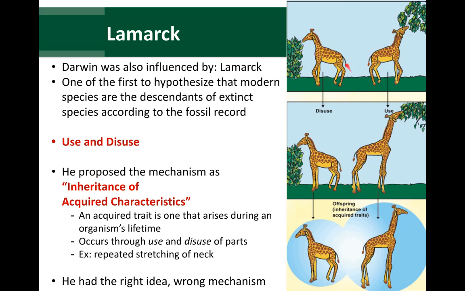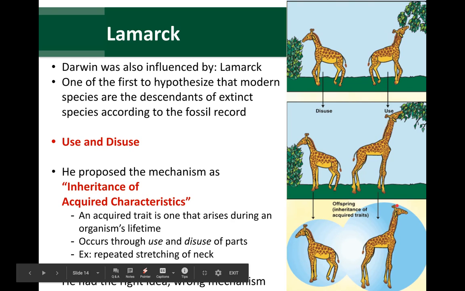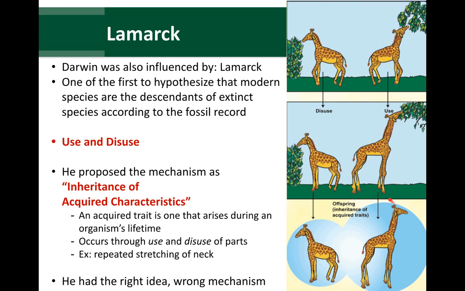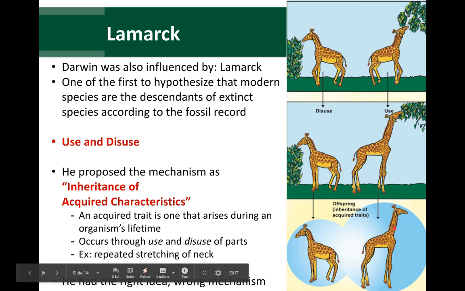So here are two giraffes who both initially have shorter necks. This giraffe here may never use their neck to reach higher plants. This giraffe may use their neck to reach higher plants. And then the next generation will have those acquired characteristics. This one will not use it, or disuse. This one will use it. So that's the idea of use and disuse. This giraffe will inherit that acquired characteristic. And that's what we mean by acquired characteristics.